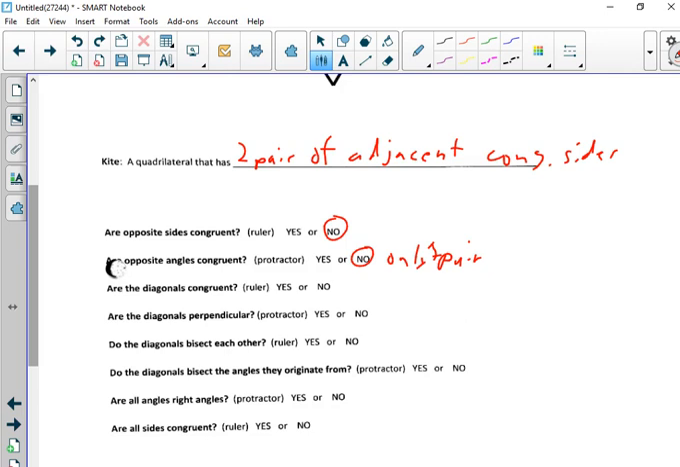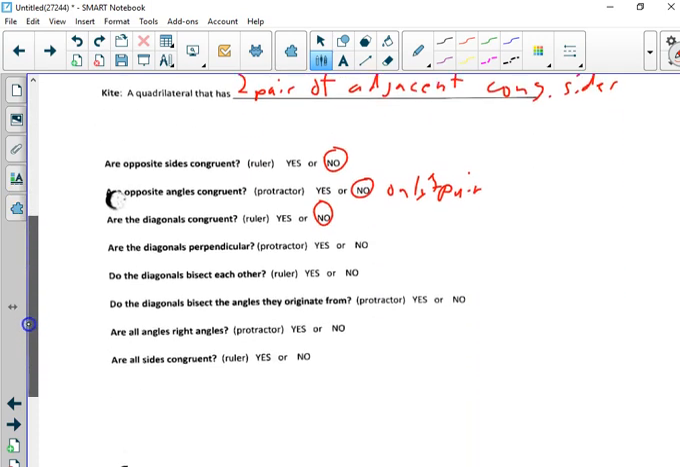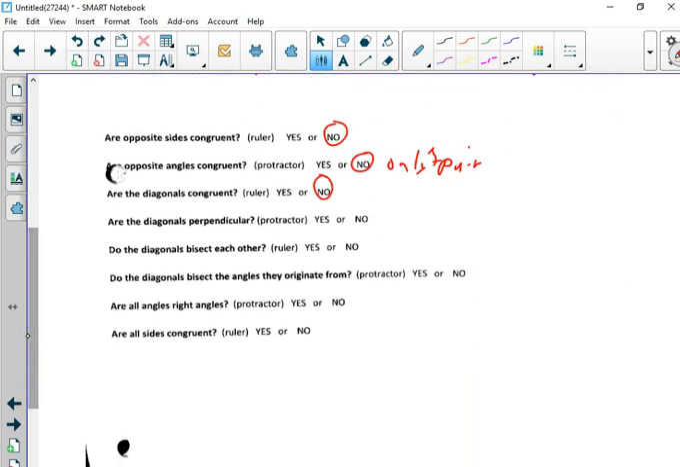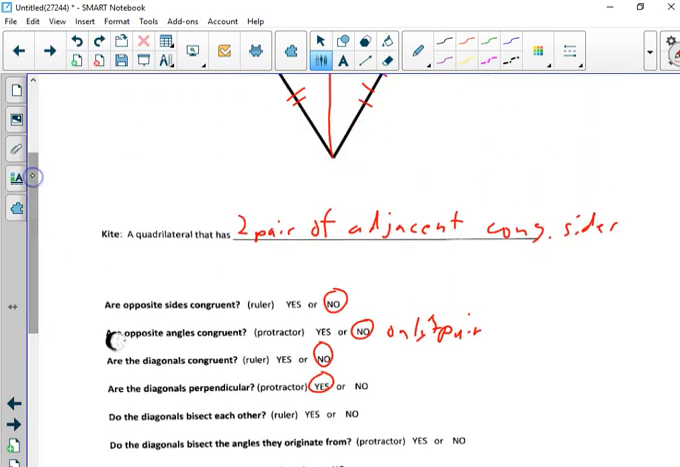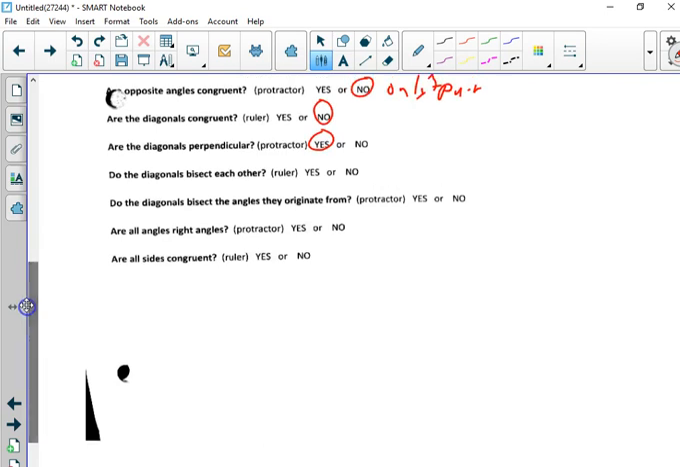Are the diagonals congruent in a kite? No. Now you can see that. Again, you have a long and a short. Are the diagonals perpendicular? Yes. So again, these intersect in the middle at right angles. Do the angles bisect each other? I'm sorry, do the diagonals bisect each other? No. 1 does.